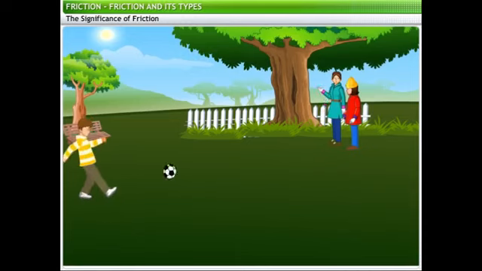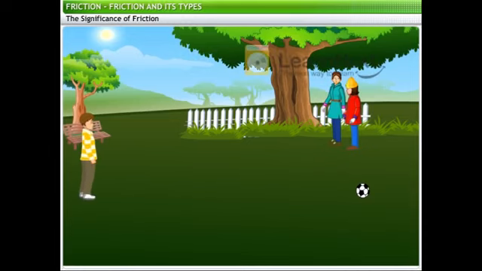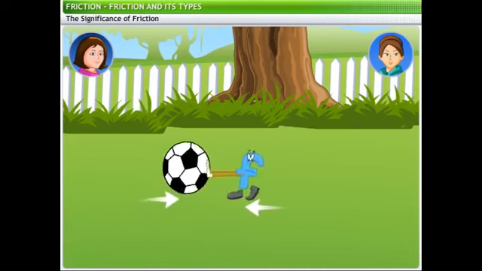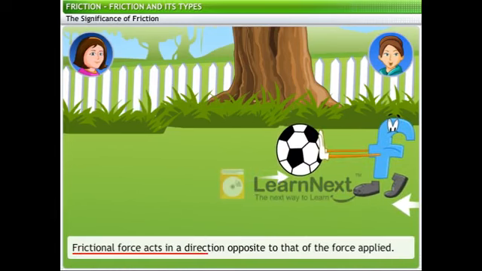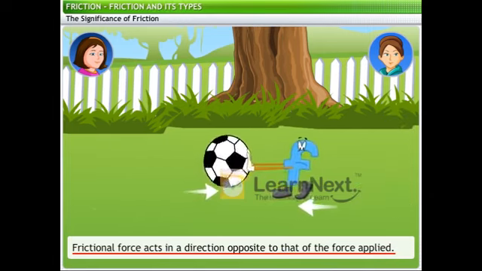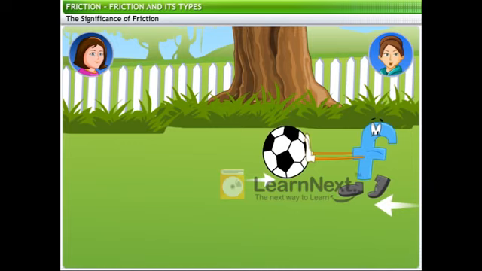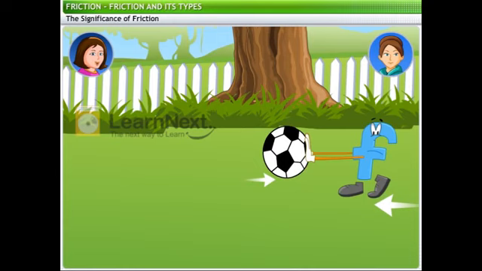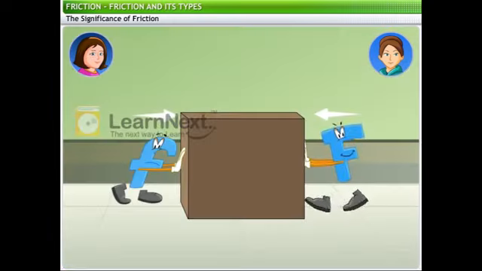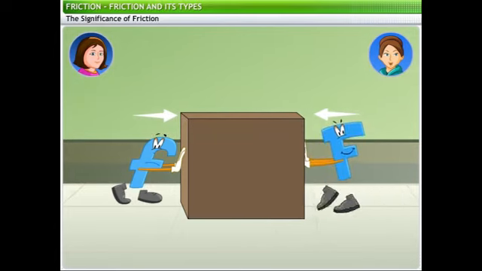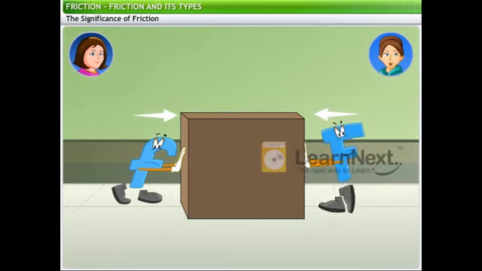Now, do you see James kicking the football? Why do you think the ball stops rolling slowly after traveling some distance? When James kicks the ball, the frictional force acts in a direction opposite to that of the force applied. This frictional force stops the ball in motion gradually over a distance. Does the force of friction always oppose the applied force? Always. So, if we apply force on an object from the right to the left, then the friction acts from the left to the right and vice versa.